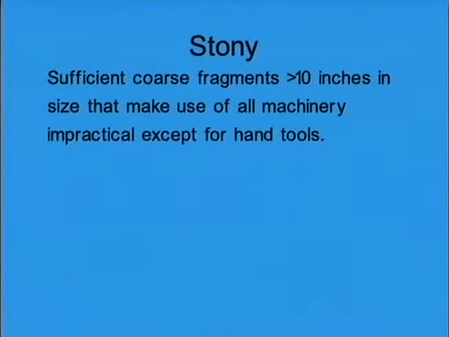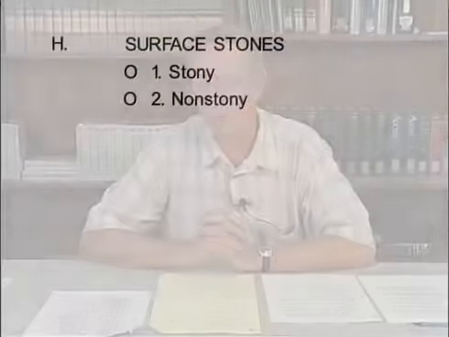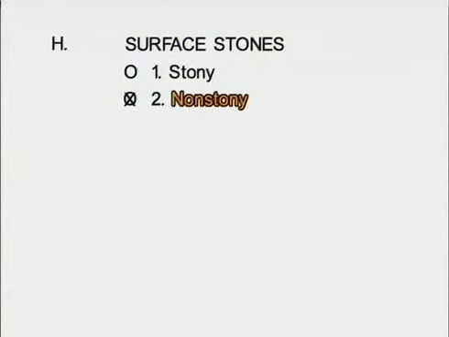Coarse fragments greater than 10 inches in diameter prevent all forms of cultivation. In this situation, we didn't have any stones evident in the soil surface, so we would not mark stony. We would consider this to be a non-stony soil. I would caution you, though, that you could be at a site where there is a fair amount of rock in the soil, and remember the definition of stony for the purpose of this exercise is greater than 10 inches preventing all cultivation.